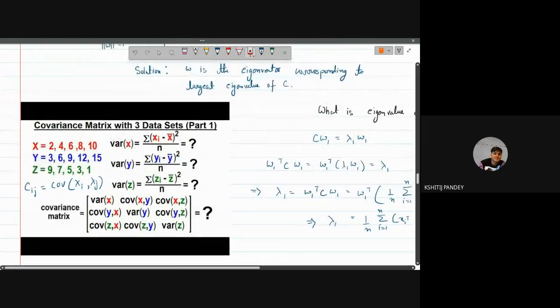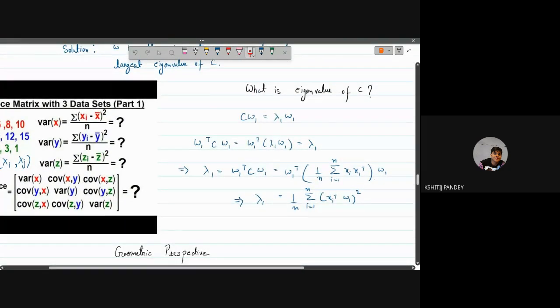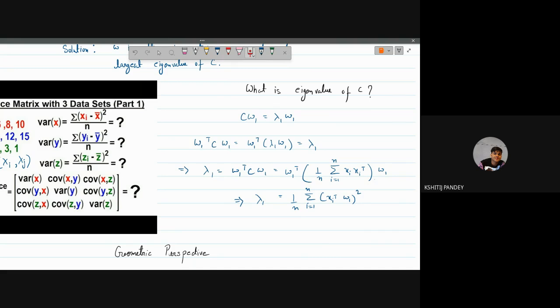Okay, now let's talk about eigenvalue of C. So what is eigenvalue, eigenvector? We already know about linear transformations, right? Let's say there is some matrix C and some vector, and the transformation we get on multiplying C with W1 is such that only the norm changes. So let's say this is the original vector, this is only scaled. Okay, this is your transformation.